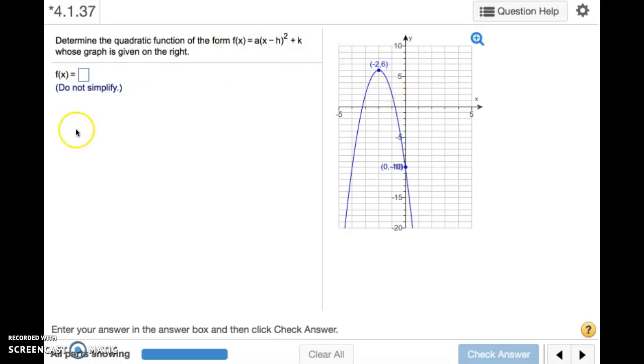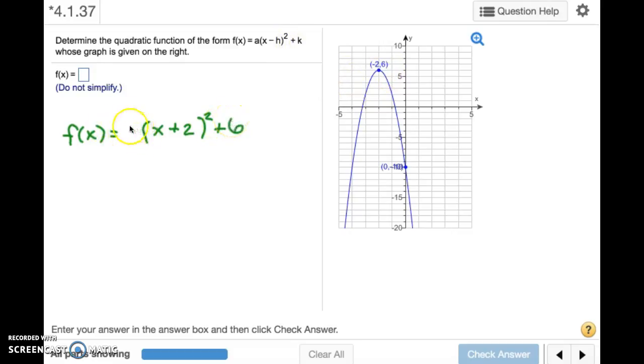So the first thing that I'm going to do is write f of x equals, and right now I'm not sure what the a is, so I'm going to leave that space open. And I'm going to write x minus, and the x value of my vertex is -2. So when I have minus -2, that turns into +2. Close my parentheses. And then I have plus k, which is 6 in this example.